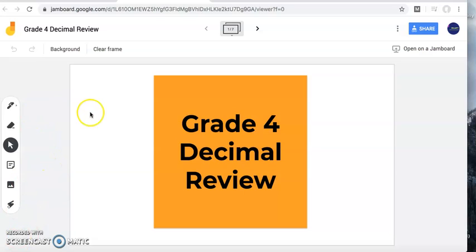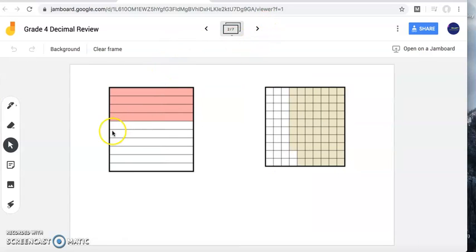Hello, today we're going to review decimals. Now we started the decimal unit off with pictures. Notice the first picture we have here. There are 10 equal pieces in this square, but there's only 1, 2, 3, 4 shaded. Therefore, we're going to represent the shaded region as a fraction as 4/10.